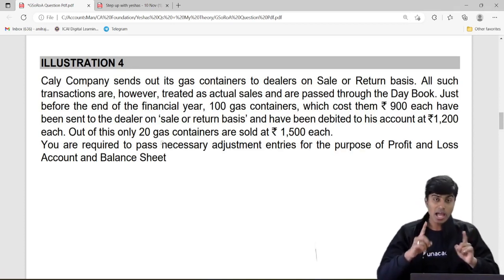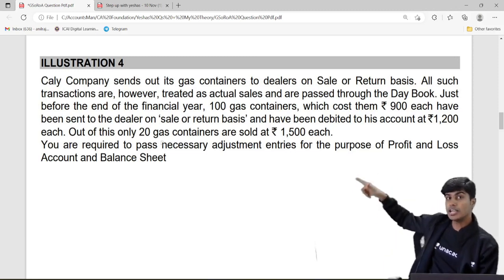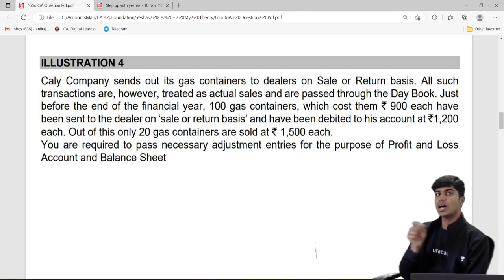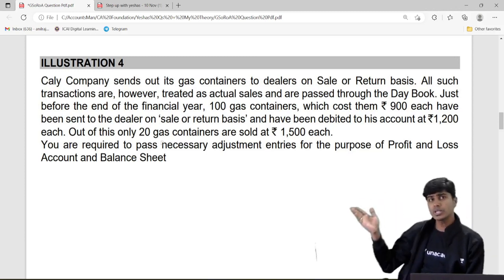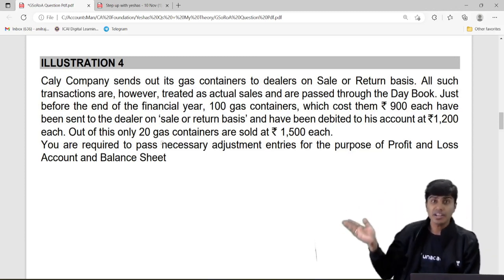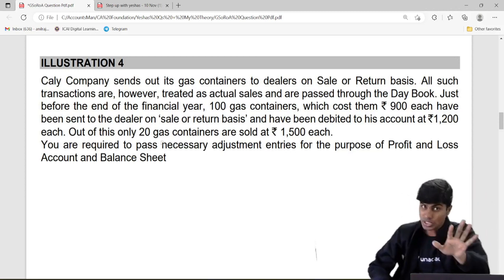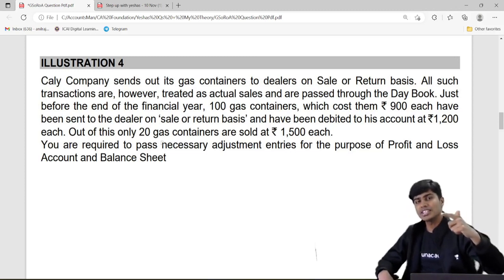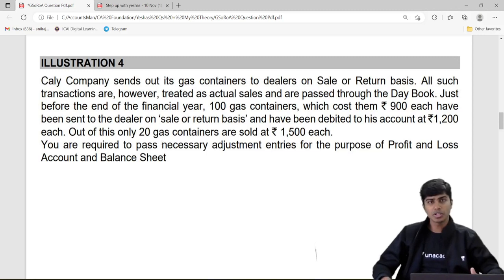Now remember, I actually don't have to write an entry for sales because I've recorded it as sales when I sent onwards. However, the sale is accepted, the goods are accepted at a price higher than the normal price. We sent it at 1200, they've accepted at 1500. You remember I had told you if it is accepted at same rate, no journal entry. If it is accepted at higher rate, we would have to write the journal entry for the differential amount. How much is the differential amount here?